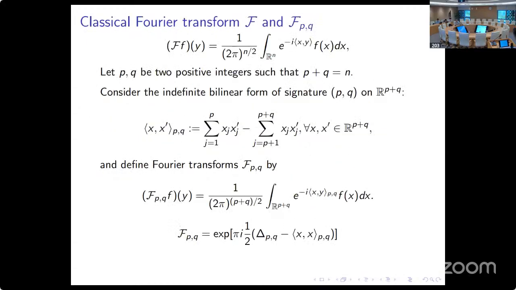Okay, so this is exactly reflected in the classical Fourier transform. If we define the classical Fourier transform, remember this is defined by integration. But for this integration, we have to pick an inner product on R^n. If this is the standard inner product, we get the standard Fourier transform F. But if this is defined by a bilinear form or inner product with a signature, then this would become a different Fourier operator, but it can also be written as the exponential of something.